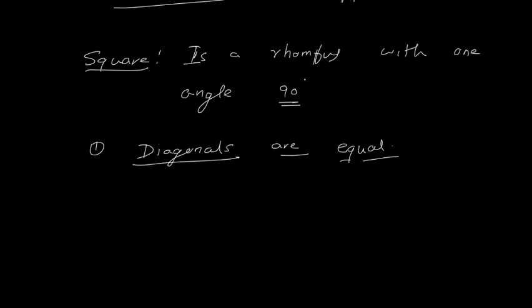So rhombus, it becomes square when one of the angle is 90 degree, and when it is a square you will find that its diagonals are equal.